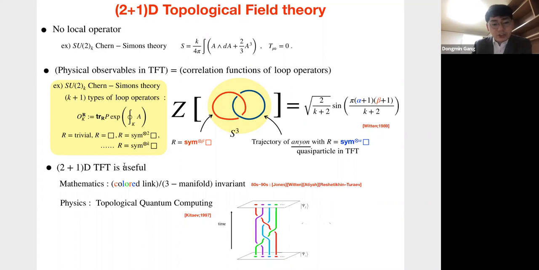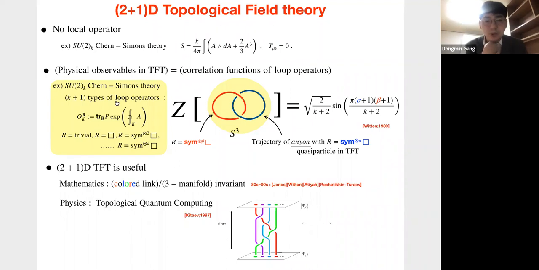The topological field theory is also useful from the mathematical viewpoint, since its correlation functions give us colored link or three-manifold invariants. So we put the topological theory on the three-sphere, and we can compute the loop operator expectation value on an arbitrary knot, and it turns out this gives us a very well known knot invariant called the Jones polynomial, the colored Jones polynomial. In this way, any topological field theory automatically gives us some colored link or three-manifold invariant, which is a very interesting research topic in mathematics.